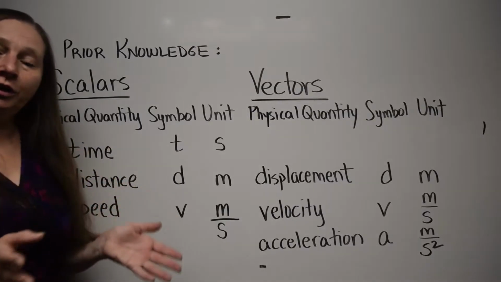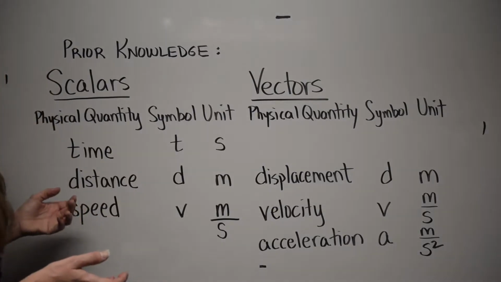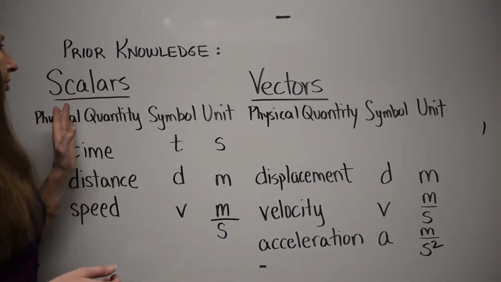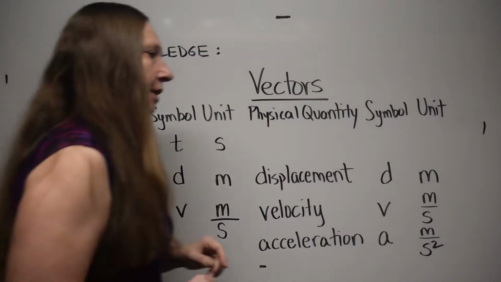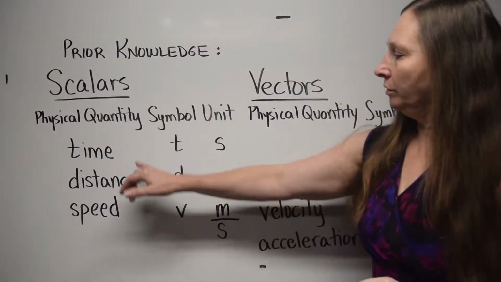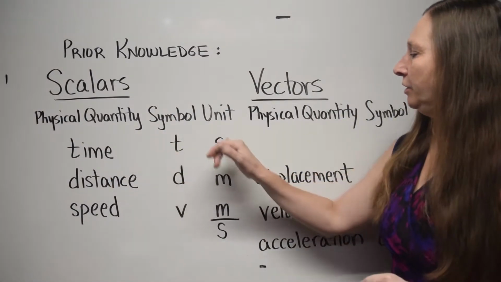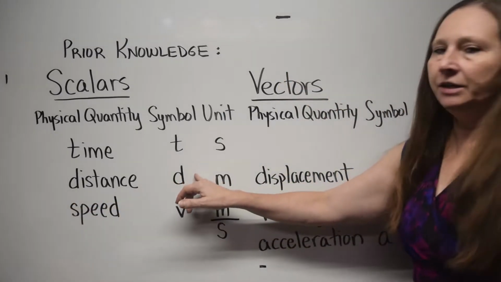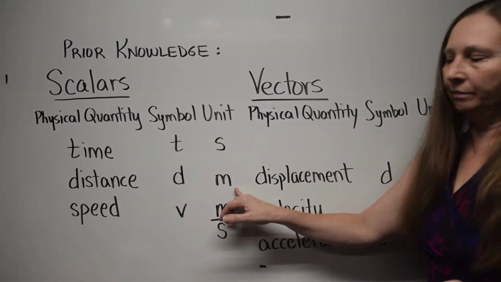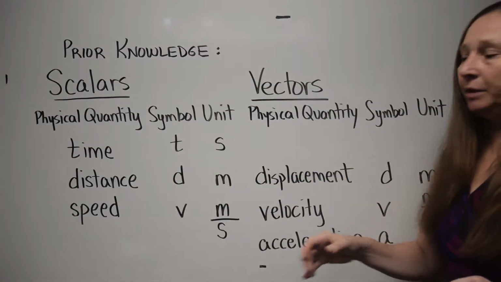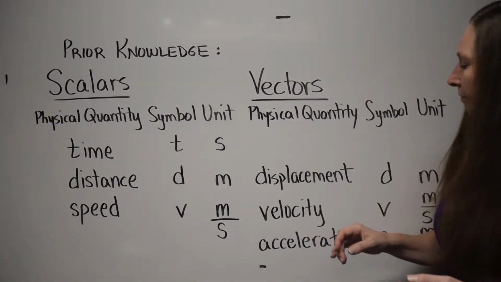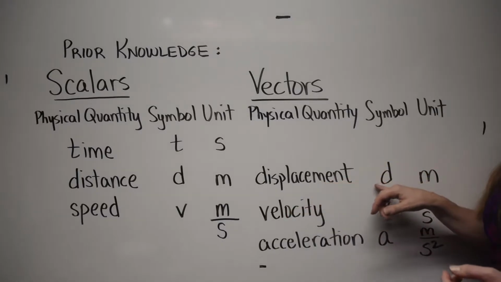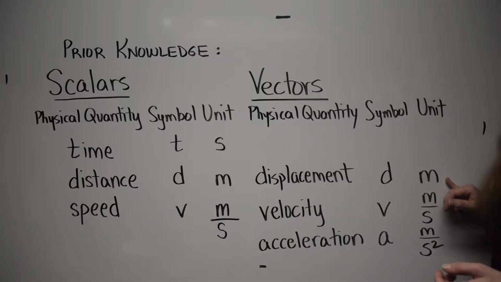Prior knowledge you should have coming into this video would be the basic kinematic physical quantities, which ones are scalars, which ones are vectors. So, coming in, you should know that time is symbolized T, the unit is second. That distance is symbolized D, the unit is meter. Distance and displacement are a scalar vector pair. The symbols are the same. The symbol for displacement is D, the unit is the meter.